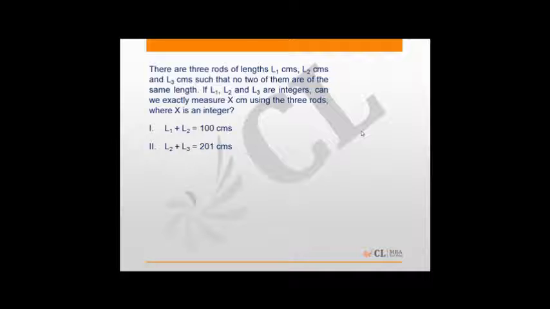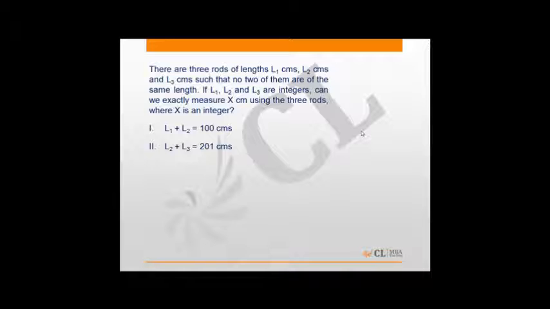Let's move to the next question. This is quite a tricky question, right? The question says that there are 3 rods of lengths L1, L2 and L3 centimeter such that no 2 of them are of the same length. If L1, L2 and L3 are integers, can we exactly measure x centimeter using the 3 rods, where x is an integer? Here x signifies any positive integer. So the question is whether you can measure any integral length using these 3 rods or not. That is your question, right?